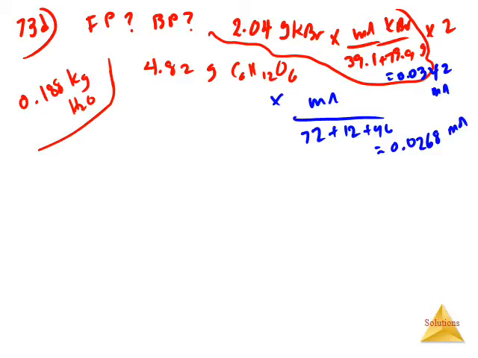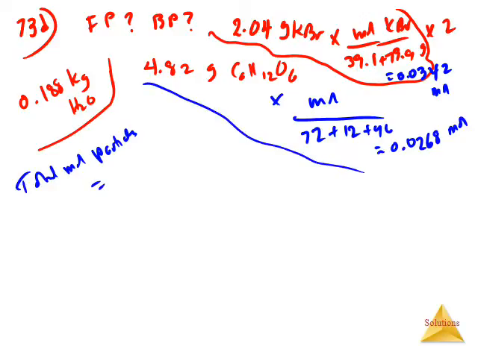Mole of particles. Now the total moles of particles equals, those two numbers need to be added, 0.0342 plus 0.0268, and that gives 0.061. So that's total moles of particles.